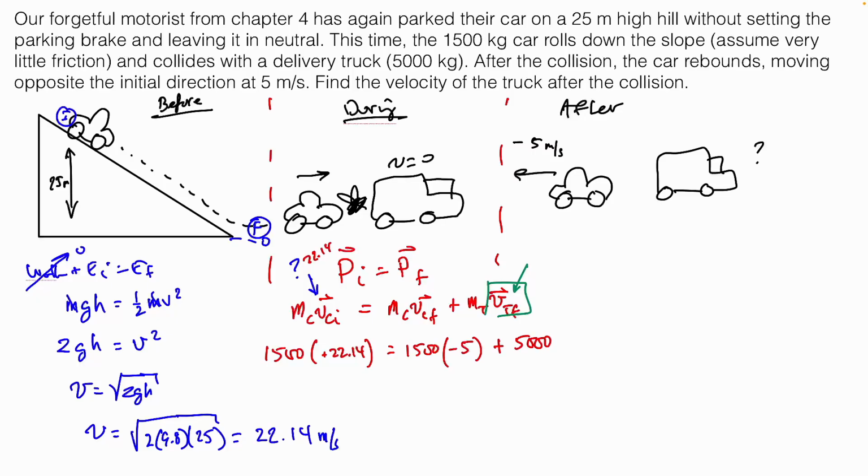5,000. And now I'm going to take the vector sign off there. I just take it off. It's neither positive nor negative. I'm going to let the math work its thing, and if I've set this up correctly, I should end up with a sign that will tell me what direction the truck is going. Now, can you take a guess as to which way the truck will be going after the collision?